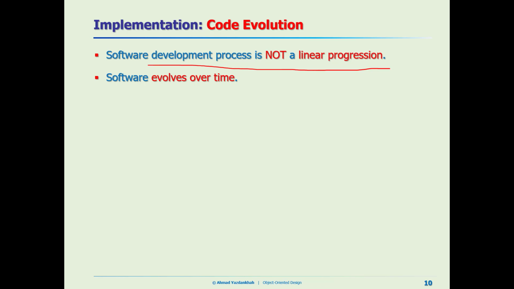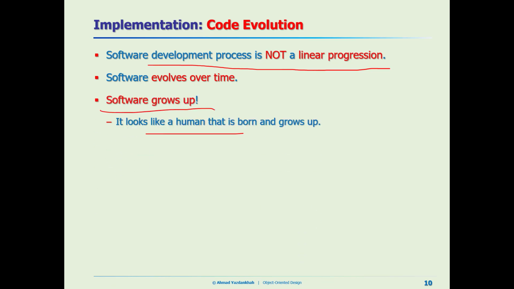In other words, the software grows up exactly like a human, right? It is born and it grows up, and it will be mature, and if you don't take care of it correctly, it will die. All right. So when I say it looks like a human and it grows up, how is it possible for a software? When a software is produced, it means that it is born, right?